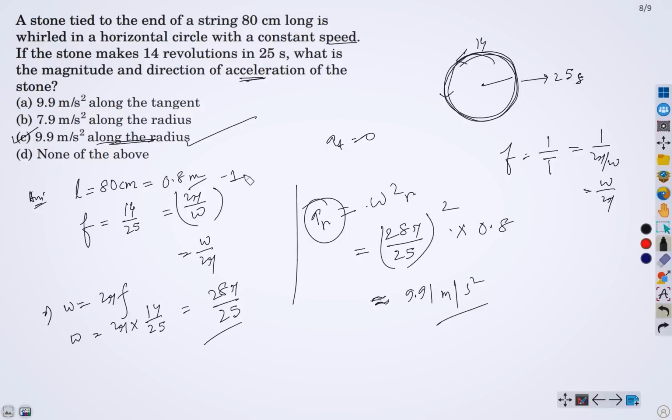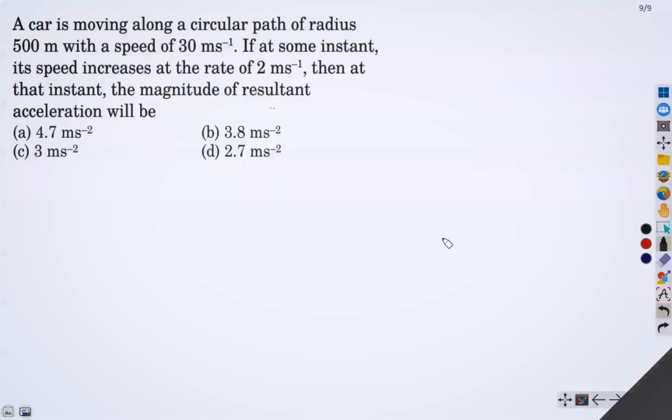If you have any doubts, do let me know, okay? But I think these are quite simple problems. You just have to apply the formula, that's all. And for that you need practice and practice and practice. It's simple, yes? Given a car is moving along a circular path of radius 500 meter with a speed of 30 meter per second. If at some instant its speed increases at the rate of 2 meter per second, then at that instant the magnitude of the resultant acceleration. Try this by yourself, okay? Don't follow my session entirely. You try this, only then you can learn. Pause the video, try it yourself, okay?